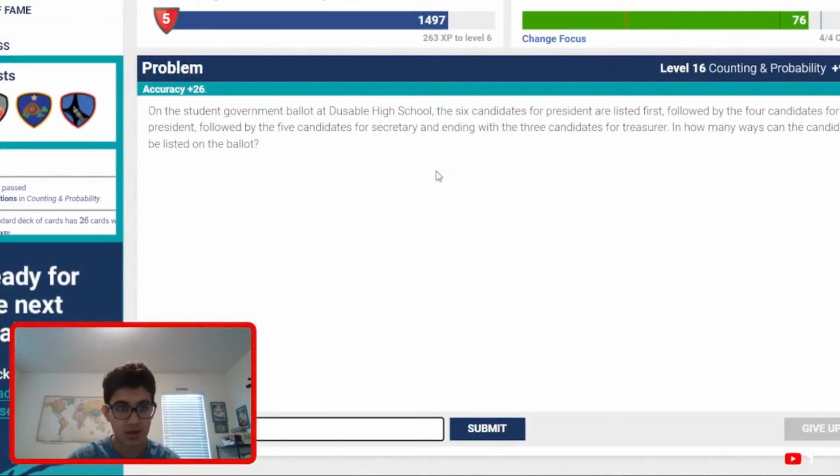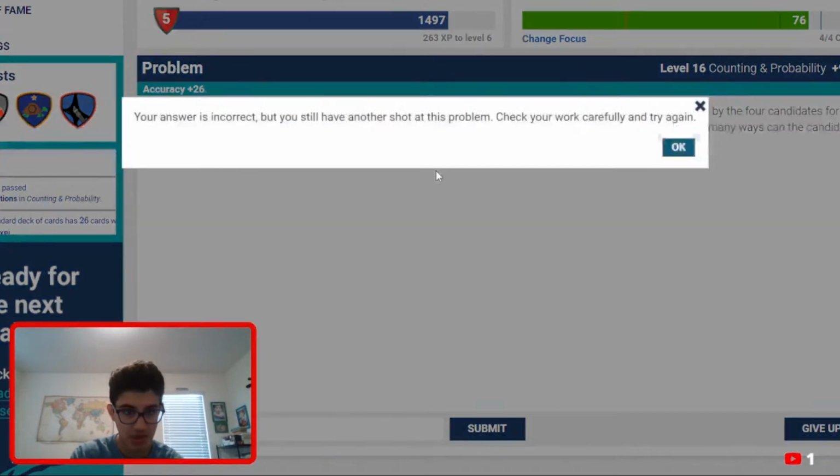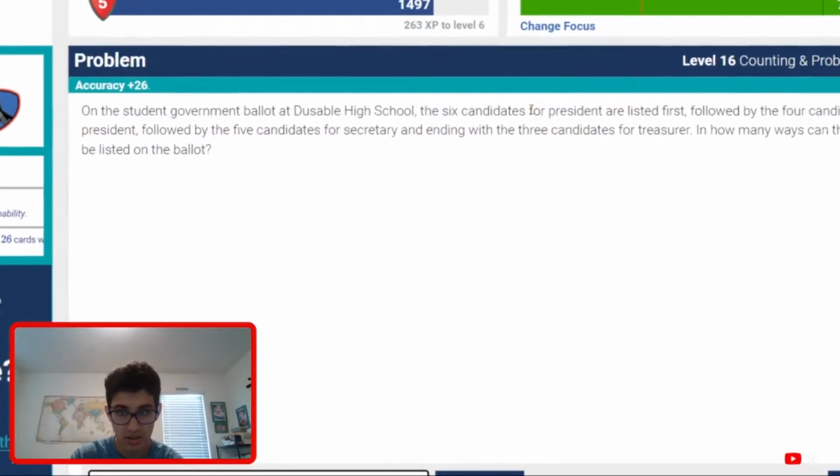On the student government ballot at some high school, the six candidates for president are listed first, followed by the four candidates for vice president, followed by the five candidates for treasury, and ending with the three candidates for treasurer. In how many ways can the candidates be listed on the ballot? So it's going to be 6 times 4 times 5, so that's 3120 times 3, 360, if you just multiply it. Okay, I did that wrong then.